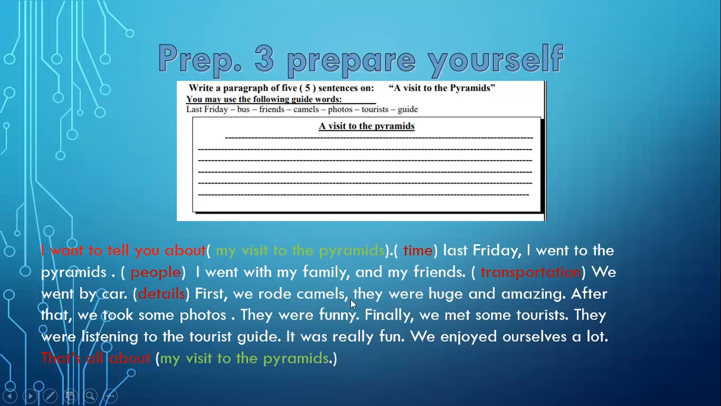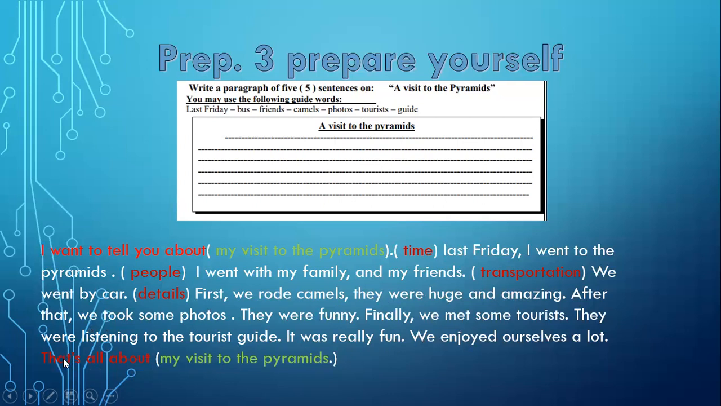First, we rode camels. They were huge and amazing. This is a detail about the camels. I added detail, but you can go without it. It doesn't make any difference because your target is 5 sentences, but you need detail if you are making 120 words. After that, we took some photos. They were funny. Finally, we met some tourists. They were listening to the tourist guide. It was really fun. We enjoyed ourselves a lot.